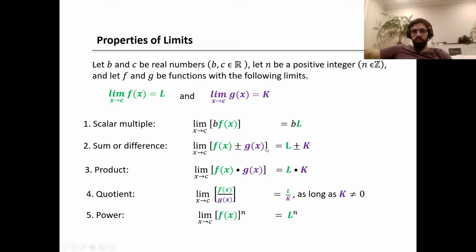Sum or difference both works the same way. If we have the limit of two functions added or subtracted together, it's just equal to the limits added or subtracted together. Same thing with multiplication and division. Division has the caveat that g of x, or the denominator, cannot equal 0. And then we have the power rule, so if we have the limit as x approaches c of some function to a power n of some integer, it's equal to the limit to that power n.